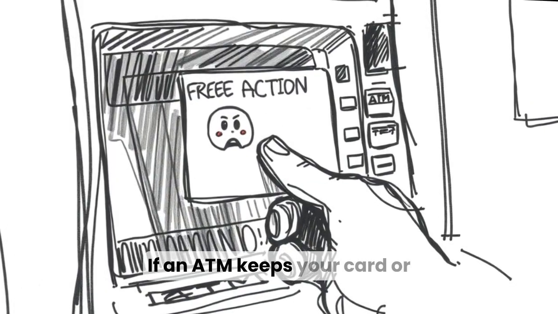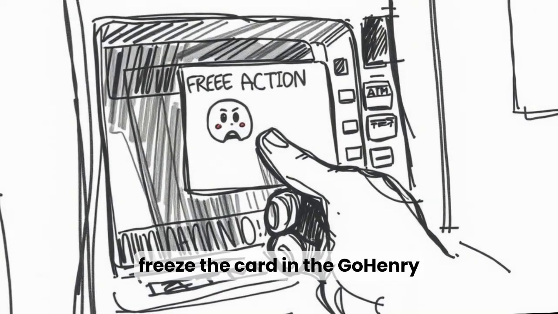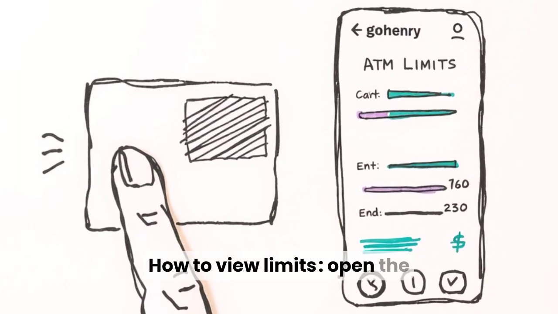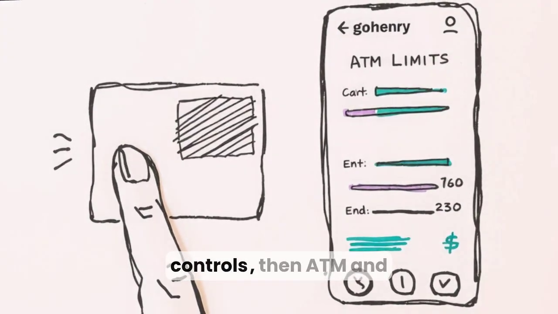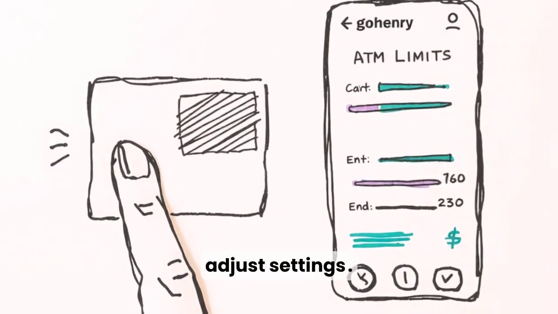If an ATM keeps your card or shows an unexpected charge, freeze the card in the GoHenry app and contact support immediately. How to view limits. Open the GoHenry app, tap Card Controls, then ATM and withdrawal limits to review or adjust settings.